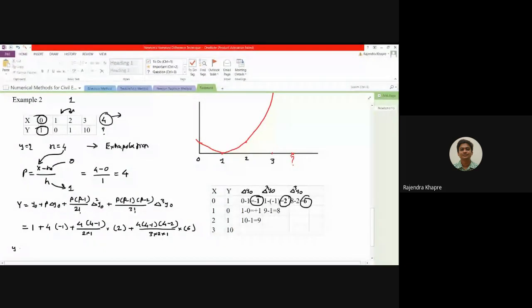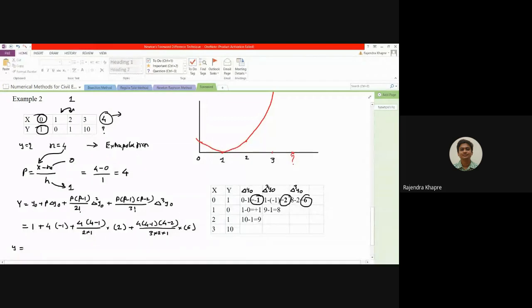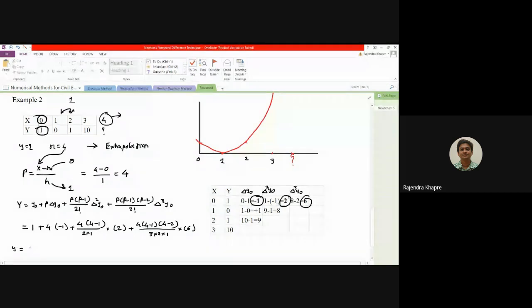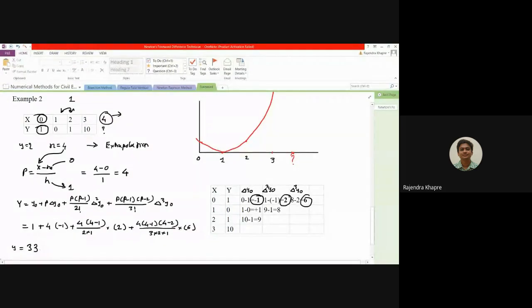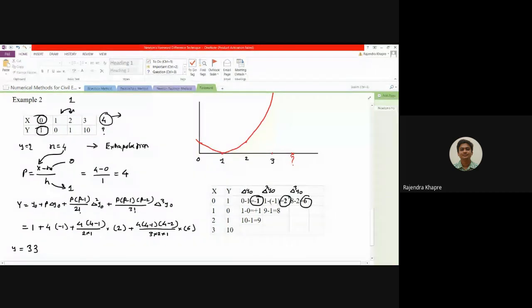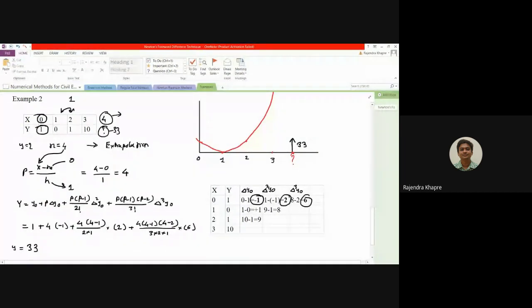Now can anybody tell me what will be the value of y? Sir, 33. Exactly 33. Everyone is getting this 33 answer. So basically when the value of x is 4, the value of y will be 33. So this is what we call extrapolation.